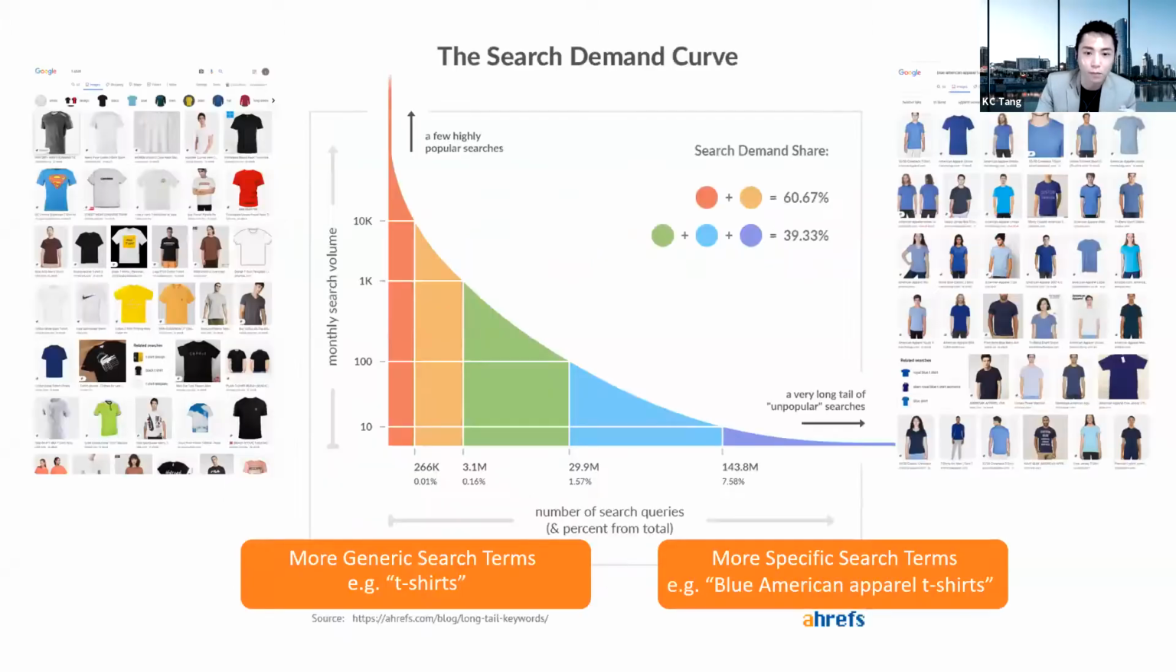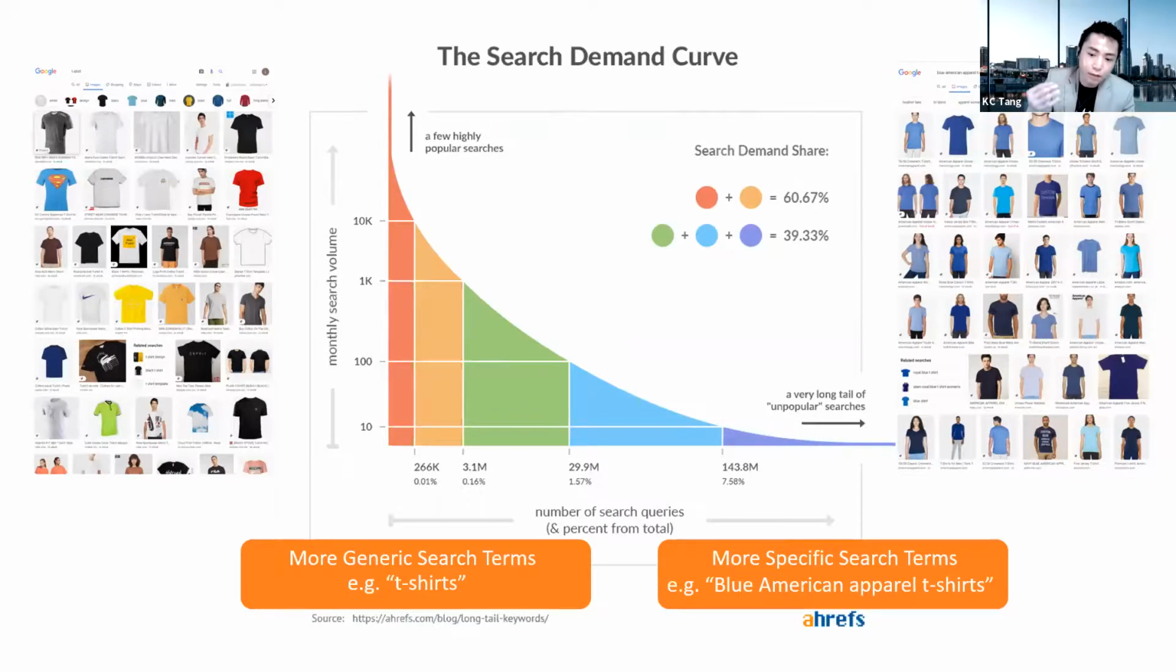Okay, I'll give you an example. You can see on the left-hand side, more generic search terms could be something like t-shirt. If you go on Google and type in t-shirt, you will get hundreds of millions of search results. So if you are selling t-shirts and people key in t-shirt, do you think they will be able to find you? Quite hard, right? Unless you are famous, of course, like I said.